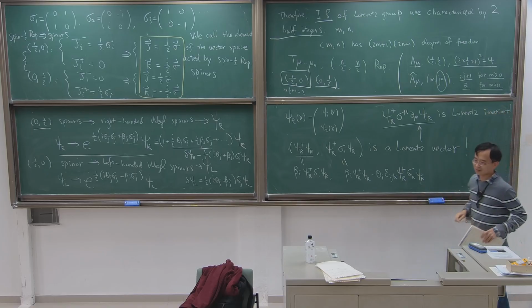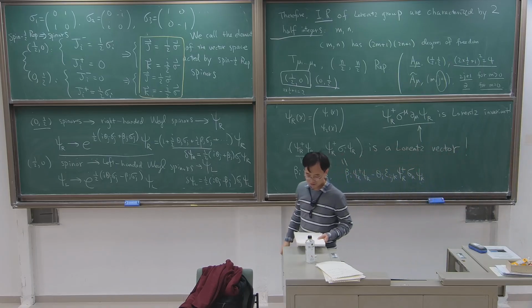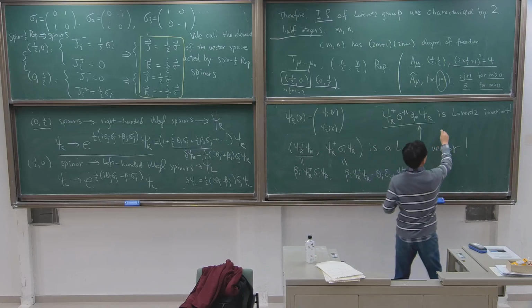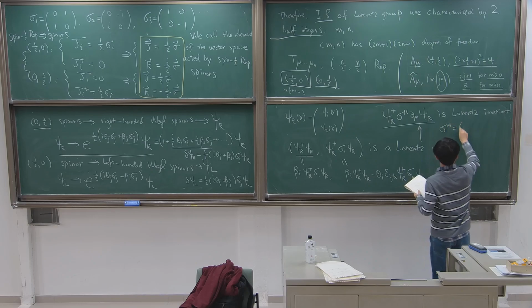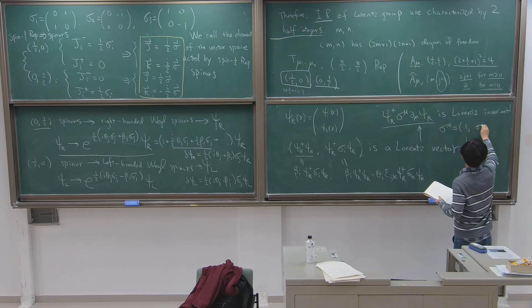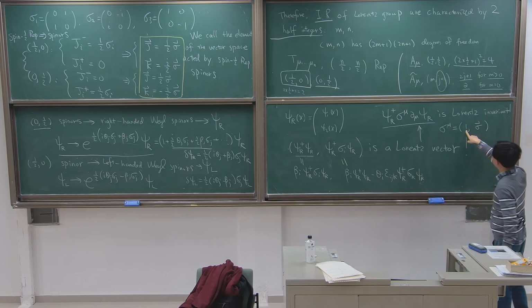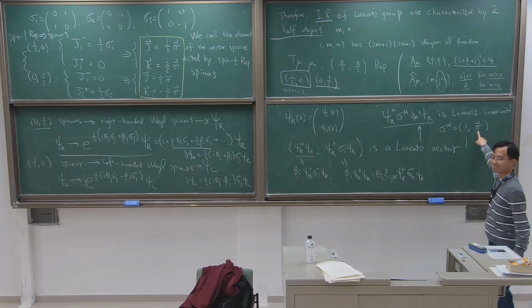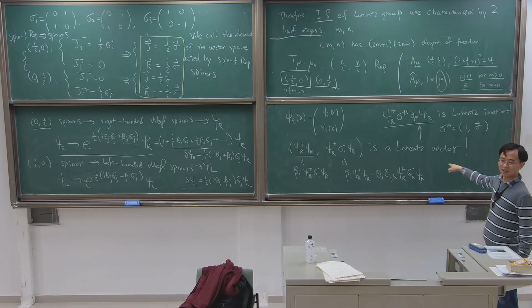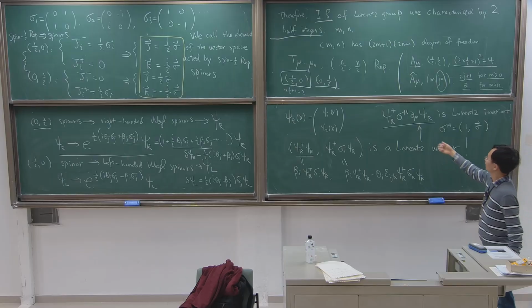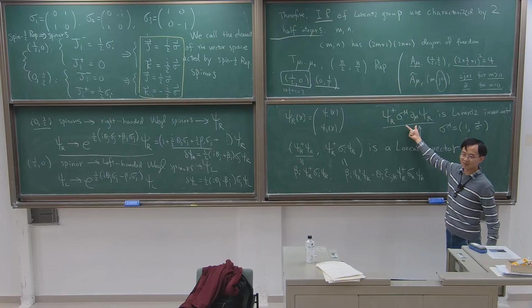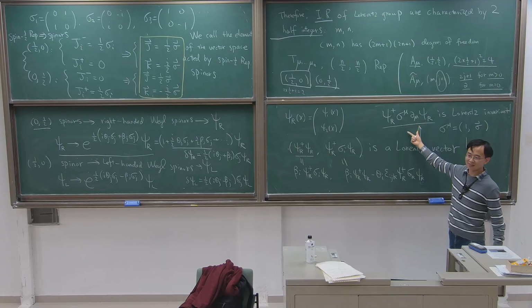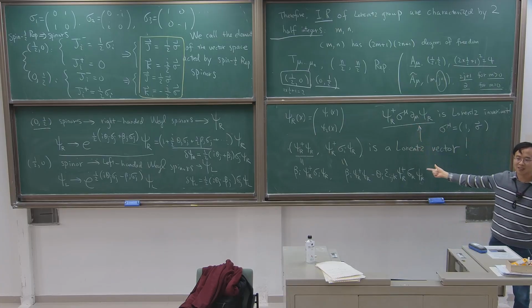And you can check it. This is indeed a Lorentz invariant, provided this sigma^mu is defined as the first component is 1, and the later three components are nothing but sigma 1, sigma 2, and sigma 3. Is it clear? The structure is a little complicated. This mu is an index that runs from 0 to 3.